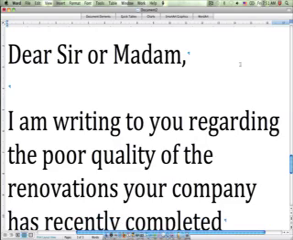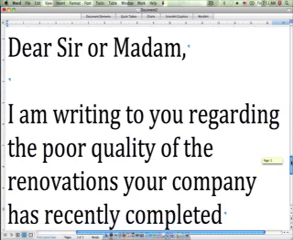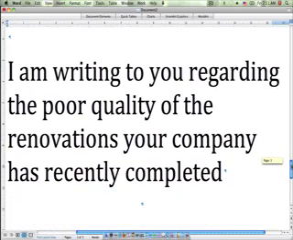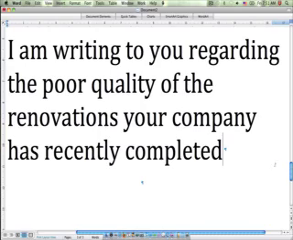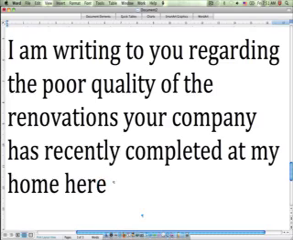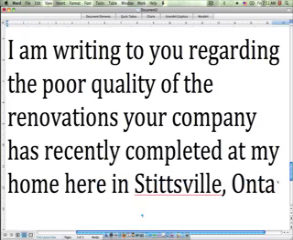And now I'm just going to include a little bit more. I'm going to put in a few more details to make the letter seem a little bit more realistic, and just to demonstrate to my IELTS examiner that I am capable of using these details in an attractive fashion. So I'm going to say at my home here in Stittsville, Ontario.